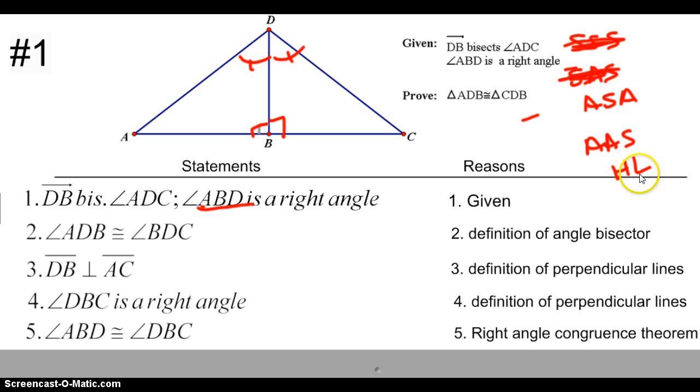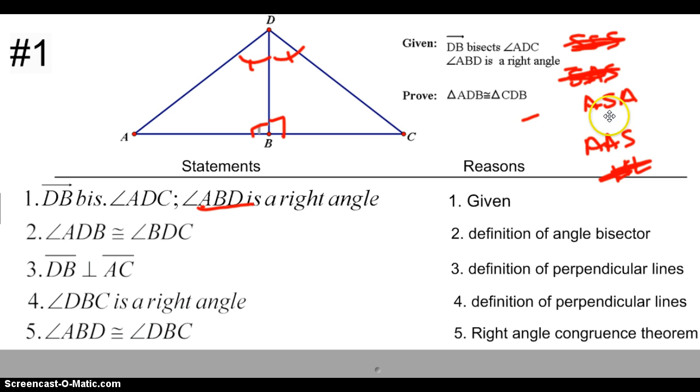Now, think about what HL means. It is for a right triangle, and yes, we have a right triangle. But it means that we need to have the hypotenuse and a leg. Well, right now, I don't know anything about the hypotenuse, nor can I find it out. So hypotenuse-leg is going to be chopped off the list. Now we're going to look at angle-side-angle or angle-angle-side.